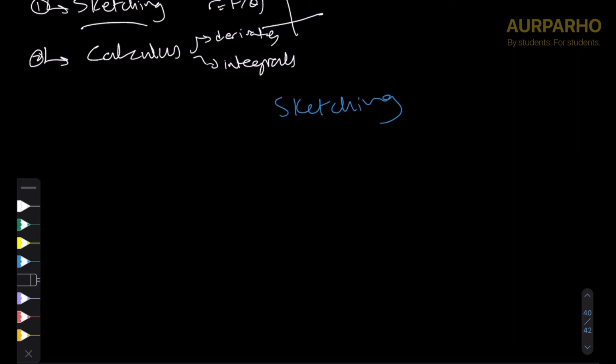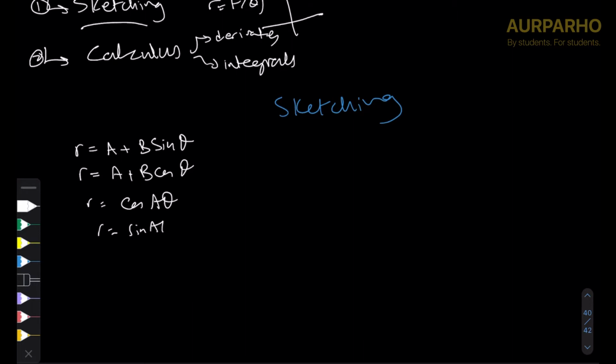you need to know certain basic graphs. For example, what does a plus b sine theta look like for any a and b? What does a plus b cos theta look like for any a and b? What does cos a theta look like? What does sin a theta look like? What does r equals e to the theta look like? What does r equals theta look like? And once you know these basic structures, you can do most of the sketching part for any a and b.